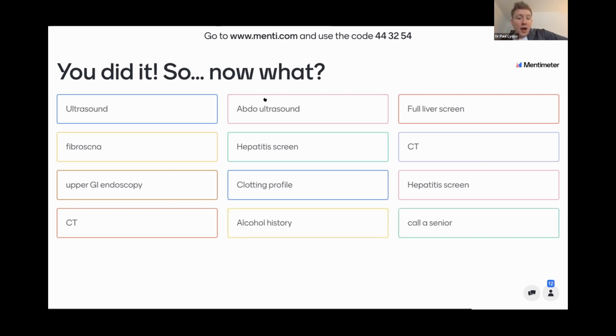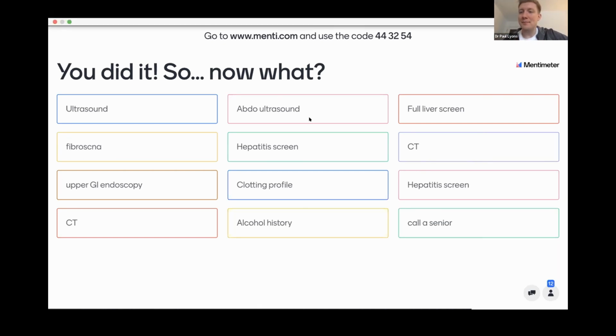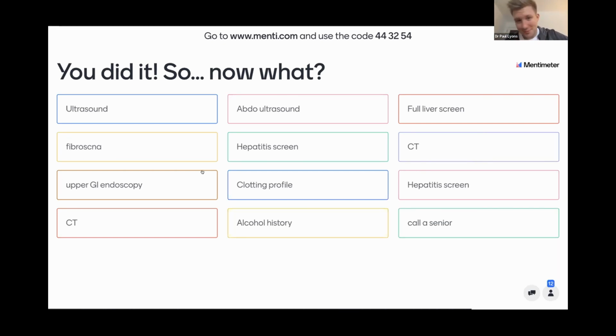Again, alcohol history. Call a senior. Call me. Yay! Do it. I would love that. I would love this phone call. Except it was 9 p.m. and then I would be slightly unhappy. But yeah, absolutely, call a senior is never a wrong answer. It probably sometimes is the wrong answer in an OSCE because you end up being the consultant gastroenterologist for the day. But in real life, absolutely, ask a friend.